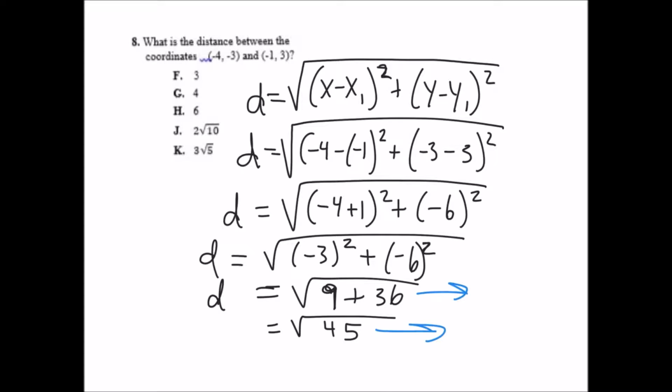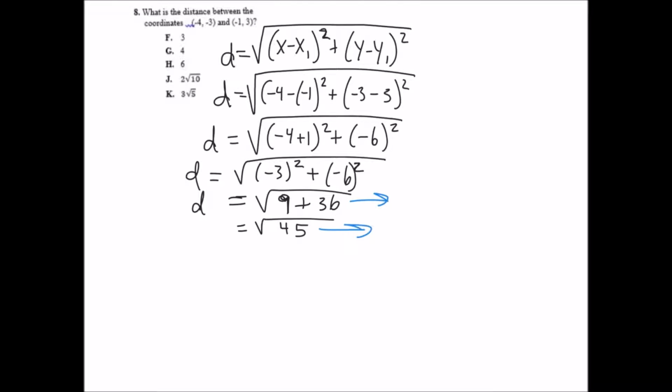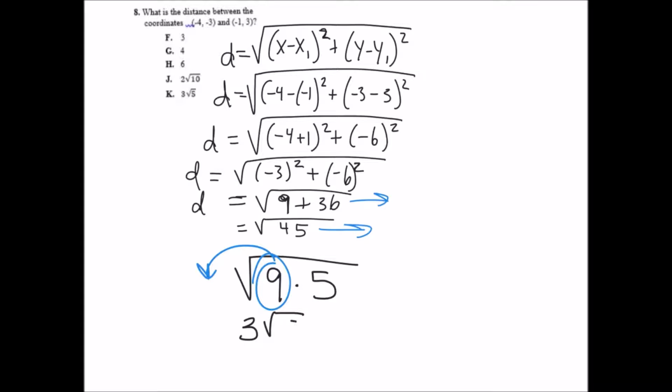Another way you can visualize the square root of 45 is the square root of 9 times 5, because that equals 45. This 9 is a perfect square, so it can come outside. If we know the square root of 9 is 3, then the correct answer is 3 times the square root of 5. Correct answer is K.